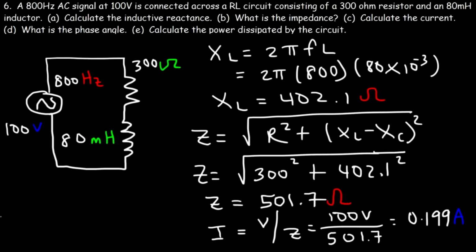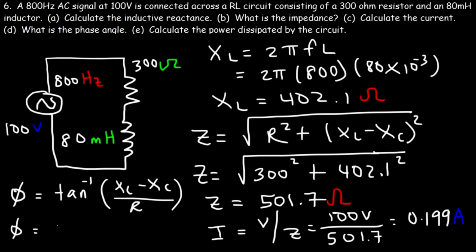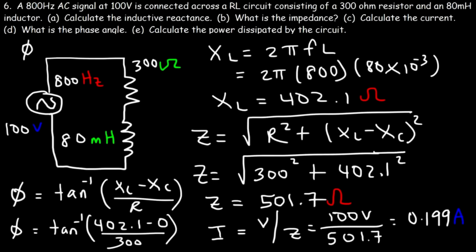What is the phase angle? To calculate the phase angle, we can use this equation: arctan of XL minus XC over R. In this case, XL is 402.1, XC is 0, and R is 300 ohms. So arctan of 402.1 divided by 300. Make sure your calculator is in degree mode, by the way. This will give you a phase angle of 53.3 degrees.